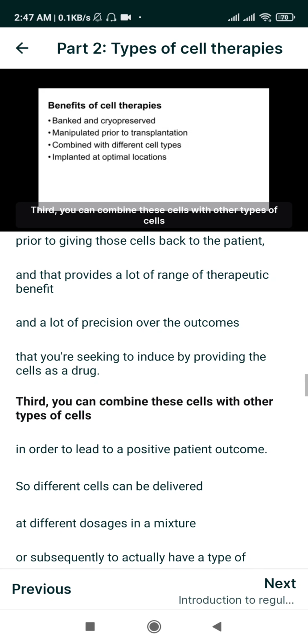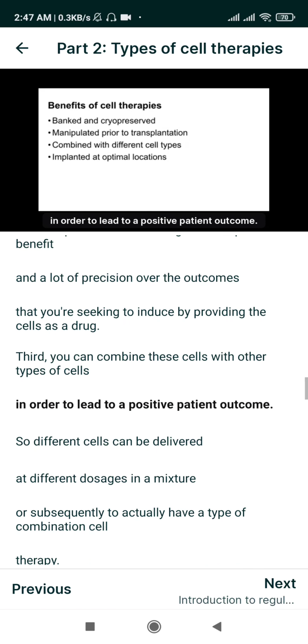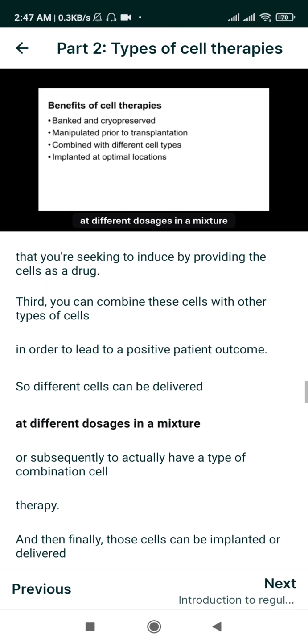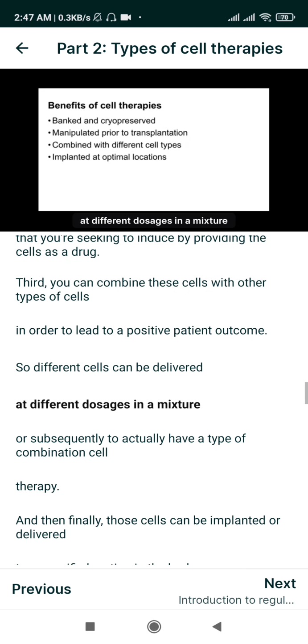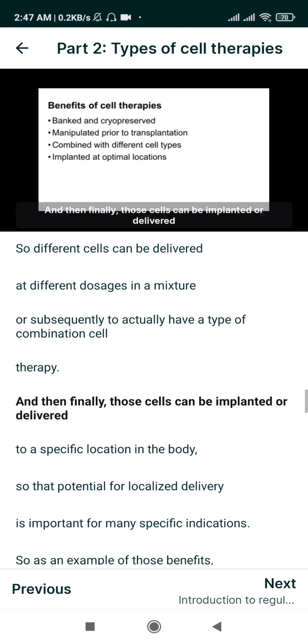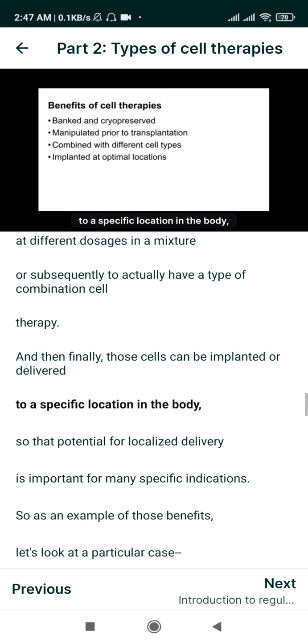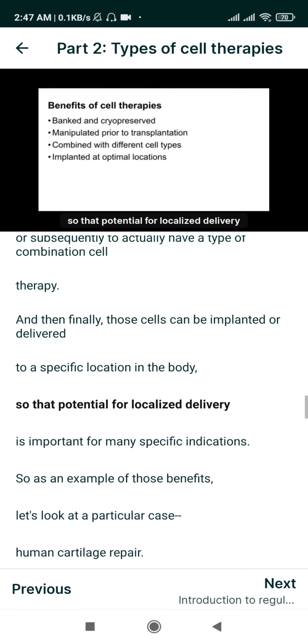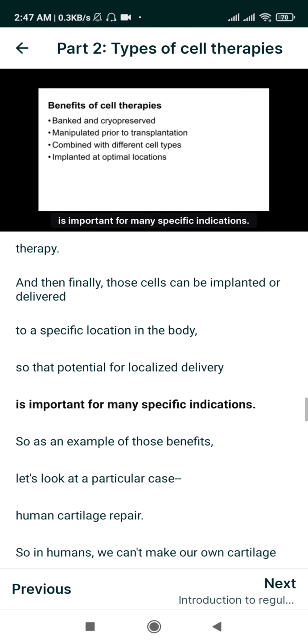Third, you can combine these cells with other types of cells in order to lead to a positive patient outcome. So different cells can be delivered at different dosages in a mixture, or subsequently to actually have a type of combination cell therapy. And then finally, those cells can be implanted or delivered to a specific location in the body. So that potential for localized delivery is important for many specific indications.